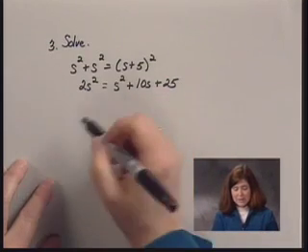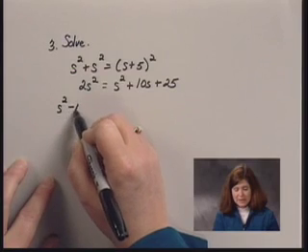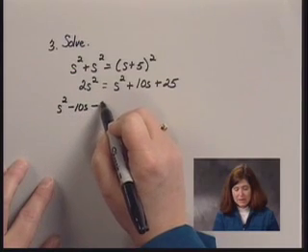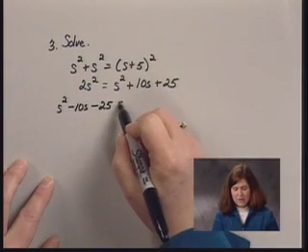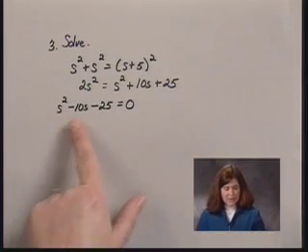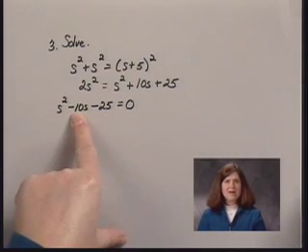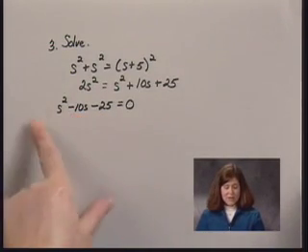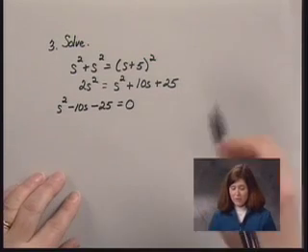2s squared minus s squared gives me s squared. Then I have minus 10s minus 25. And on this side, since I subtracted everything, on the right side I'll have 0. Now this has a 25 and a 10 in it, and it might look like it can factor, but if you try to factor it, we're not able to factor this. So we'll have to use the quadratic formula.